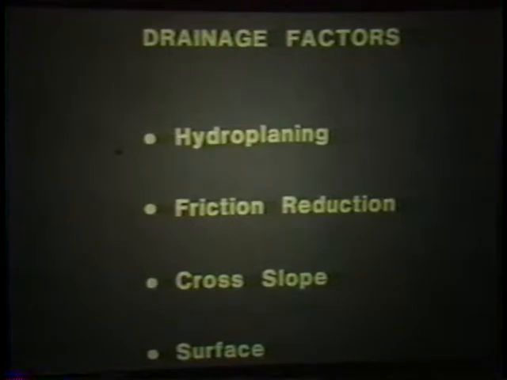Water on the pavement can greatly reduce friction. When friction drops, vehicles traveling above 40 miles per hour can hydroplane on the wet surface. When hydroplaning occurs, friction has dropped to zero. Two important factors affect pavement drainage. First, cross slope, and second, the pavement surface's ability to allow water to move away from under the tires.